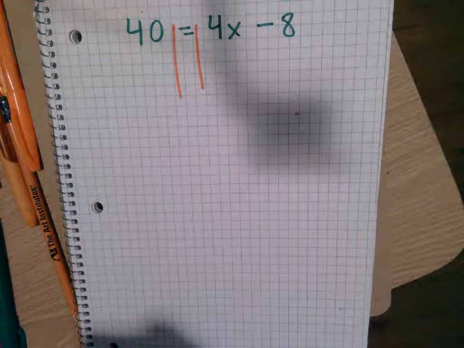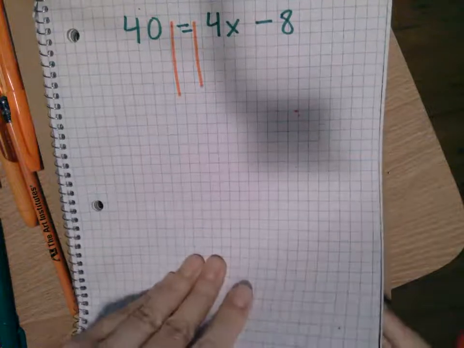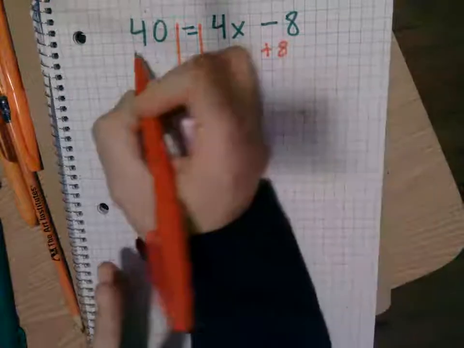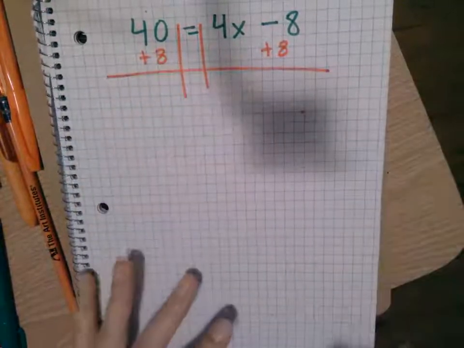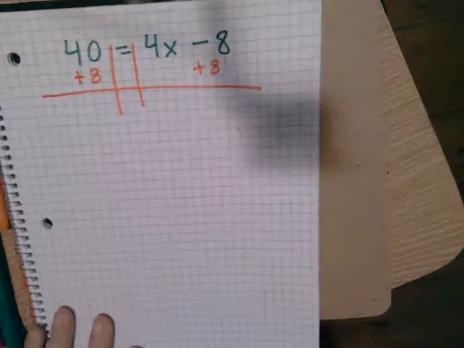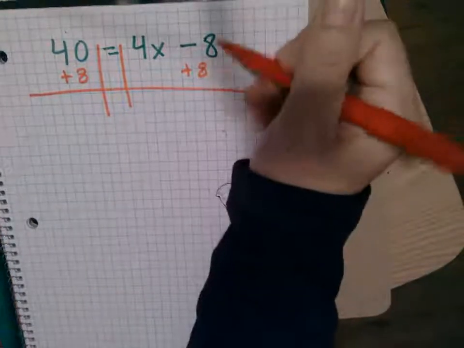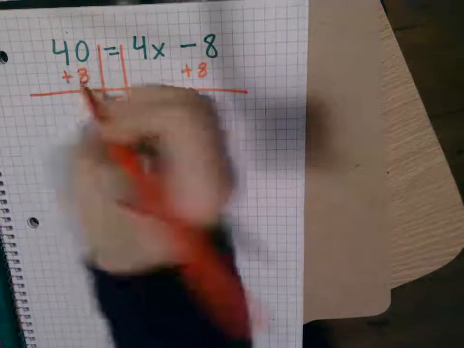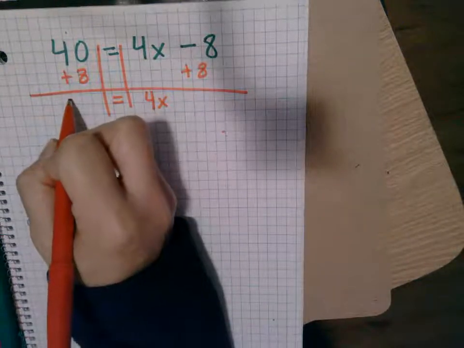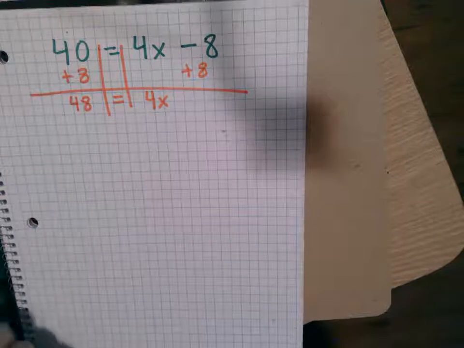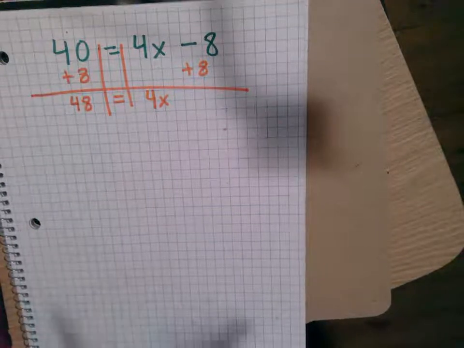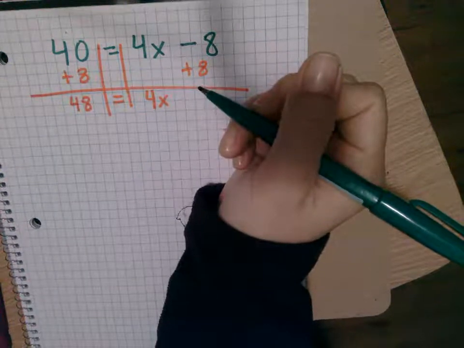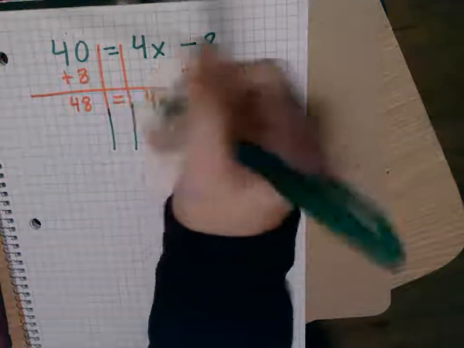How am I going to move the 8 though? Plus 8. Beautiful. Plus 8. Over here, we get 0. We're good. 4x equals, what's 40 plus 8? 48. Now what do I do? Remove the 4. How do I remove the 4? Divided by 4. Very good.